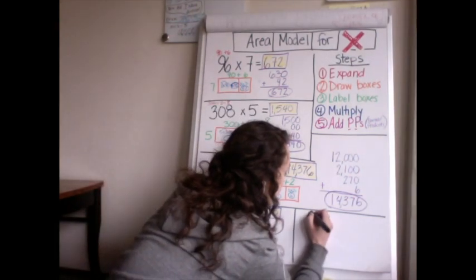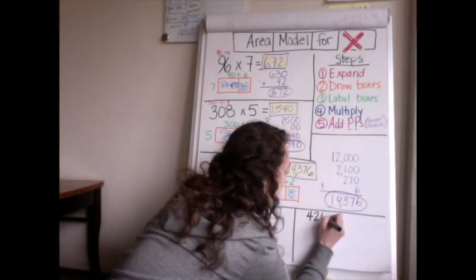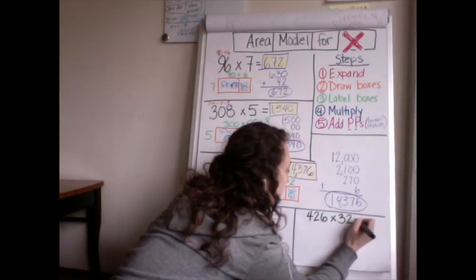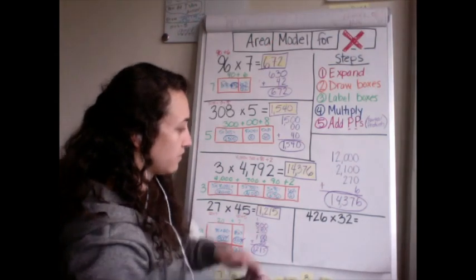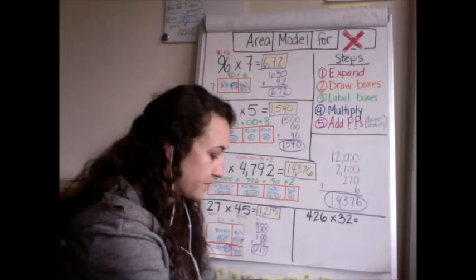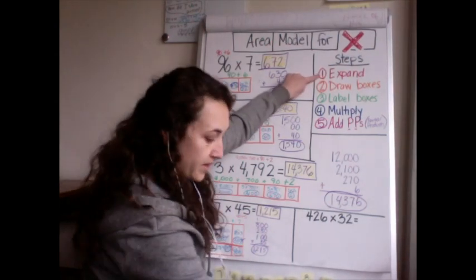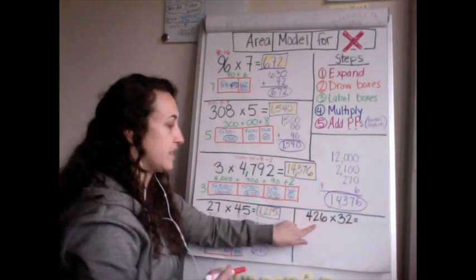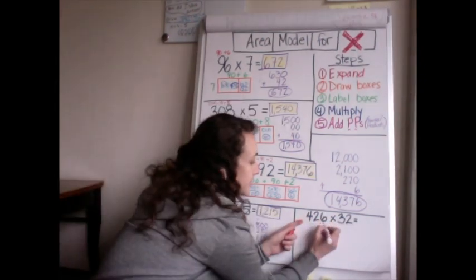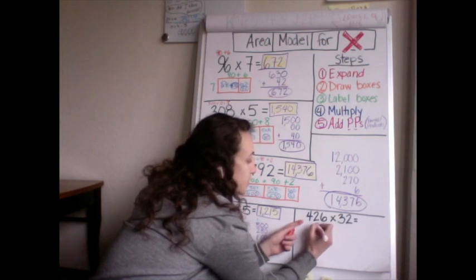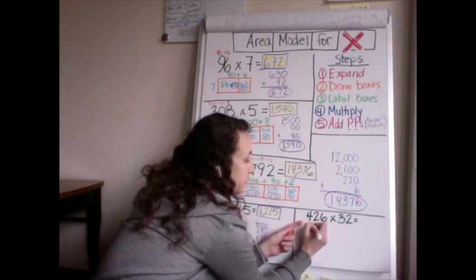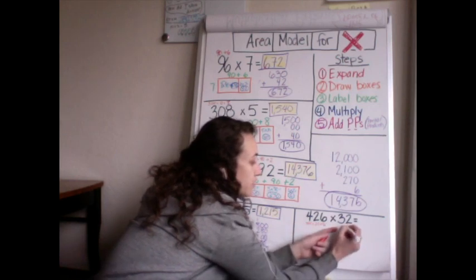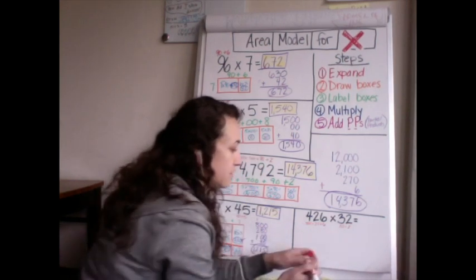426 times 32. And we are going to be using the area model to solve this. So following our steps, step 1 is expand. So I'm going to expand both of these numbers. I have 6 plus 2 groups of 10 is 20, plus 4 groups of 100 is 400. Over here I have 2, and 3 groups of 10 is 30.